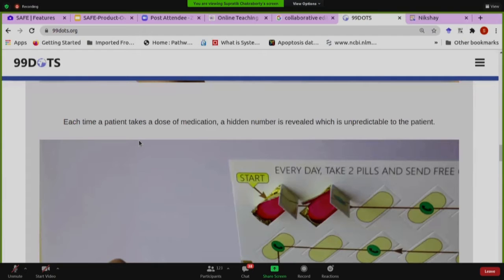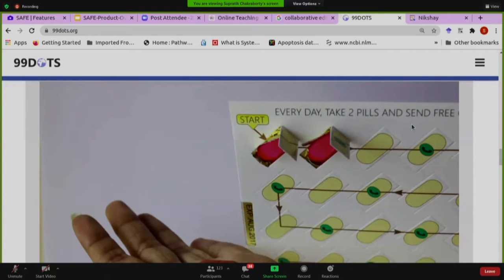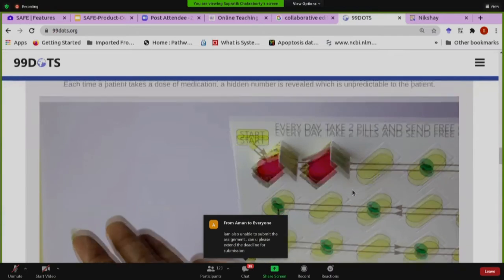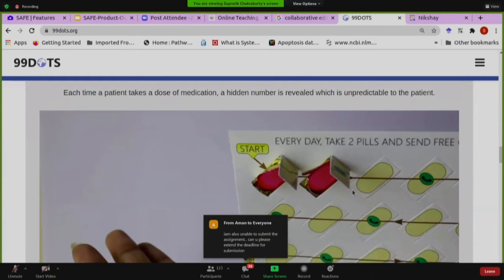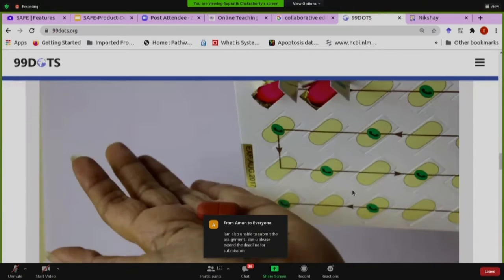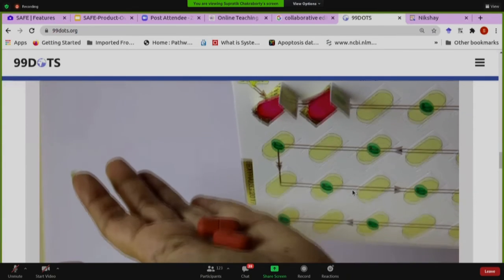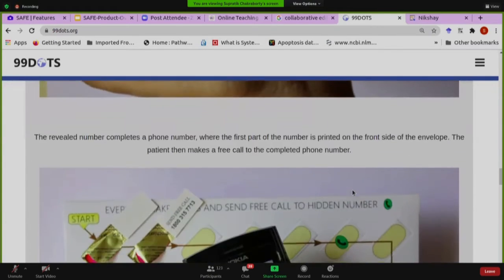And what is the special property of this additional envelope? So each time a patient takes a dose of medication, a hidden number is revealed, which is unpredictable to the patient. So on this envelope, there is this arrow which says that you have to start here, then take this medicine, then take this medicine, then take this medicine, and so on. And then there are these phone call icons over here reminding the patient that they also need to make a phone call. So every day, as the patient takes a dose of medication, a hidden number is revealed, which the patient cannot predict otherwise.